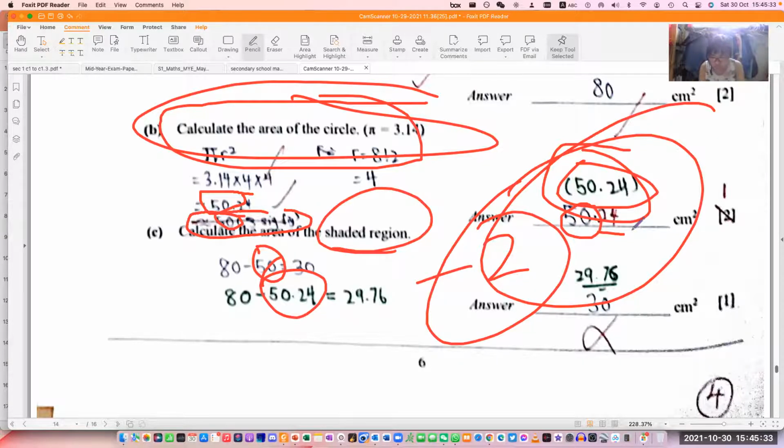$50.24. Why? Because it's the most exact. Yes. Then compare this. You do 80 minus 50, and my 80 minus 50.24. Which one is more accurate?